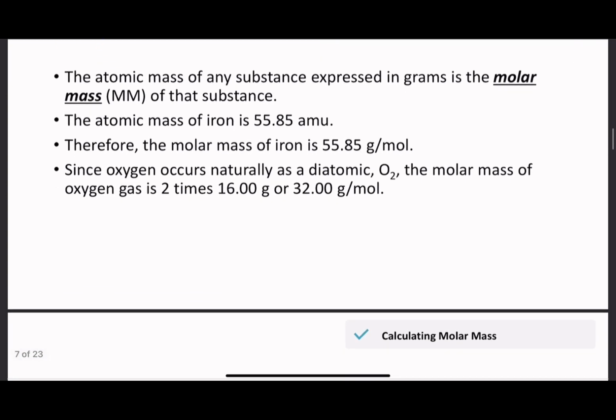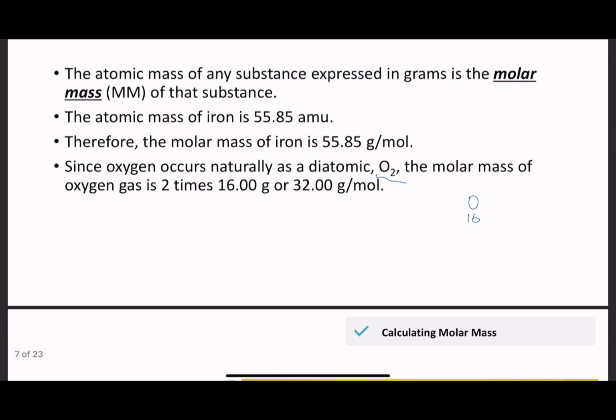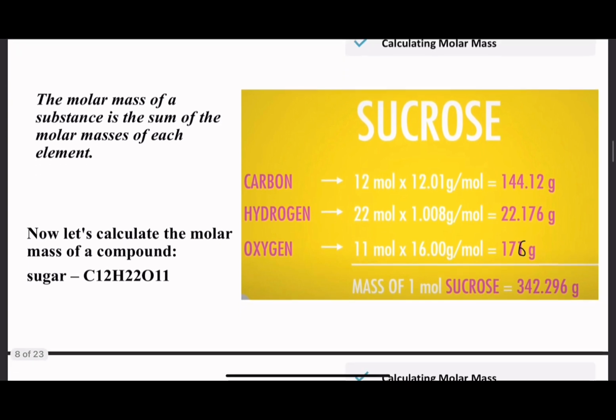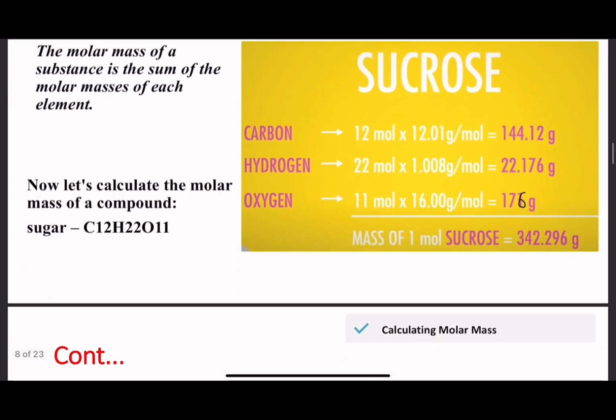Now, finding the molar mass of oxygen. We know that oxygen has an atomic mass of 16, but the molar mass of the gas is 32, because oxygen is made of 2 oxygen atoms. It'll be 32 gram per mole, the molar mass of it. Okay. For example, sucrose. Sucrose has this formula, C12H22O11. It is the main compound of sugar.